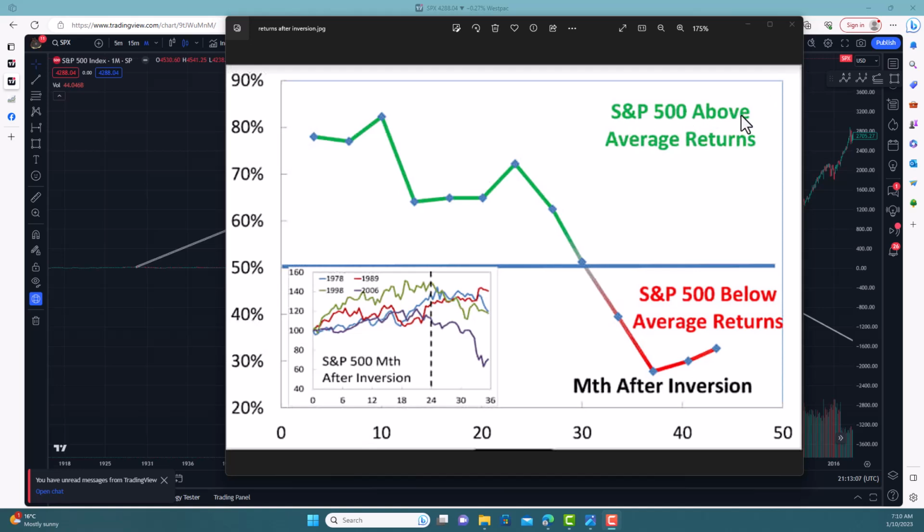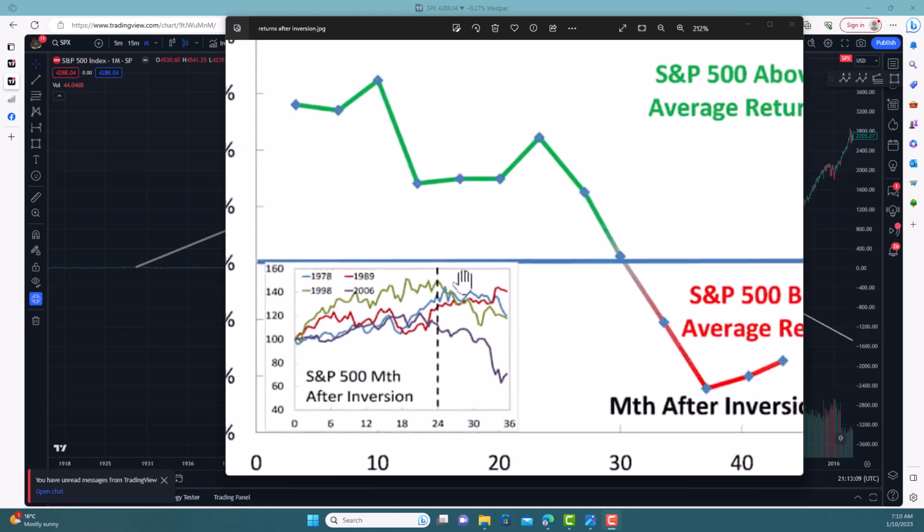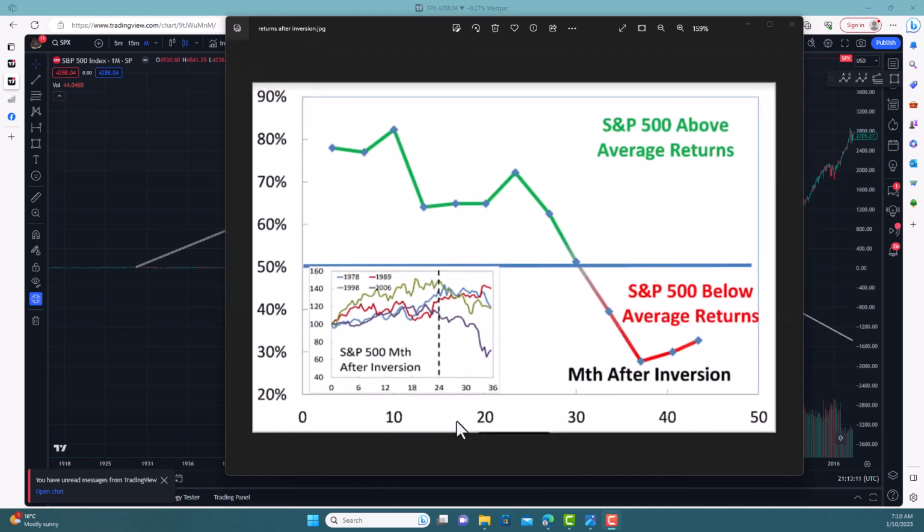S&P 500 above average returns. This is after the inversion, up until about 20 to 22 months. After that, below average returns after the inversion for the next 20 months. So this is historically after the yield curve has inverted. Around 20 months after, you have massive below-average returns. This is just going off the data as well.